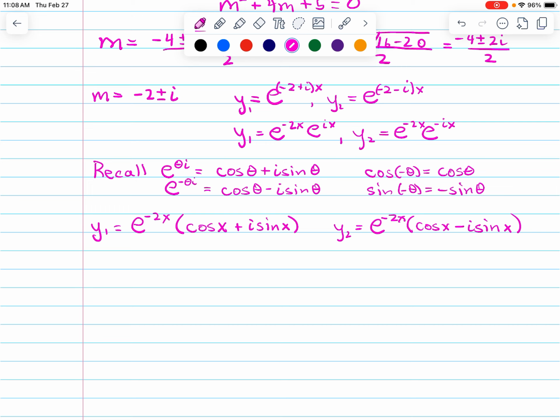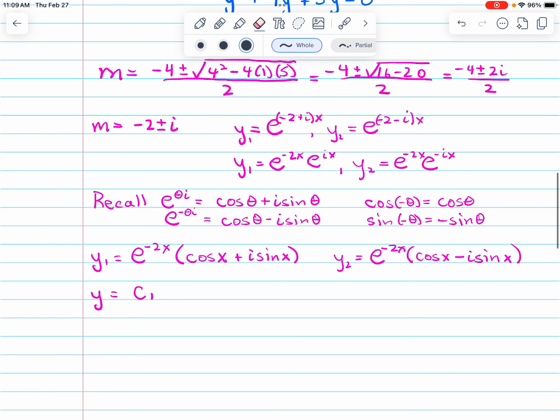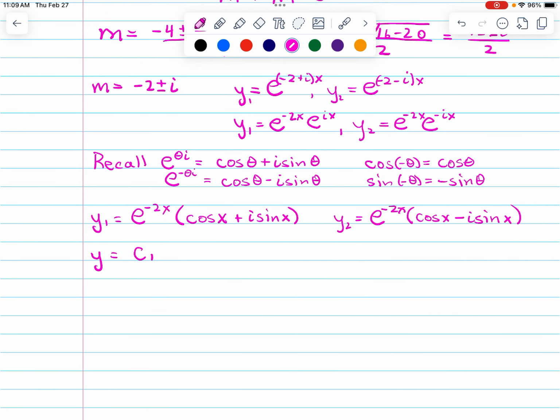Now, I want to look at the solution. I want to look at C1, or let's see, I guess I haven't used C1 yet. So let's look at this. Let's suppose we've got C1 e to the negative 2x times cosine x plus i sine x, plus C2 e to the negative 2x times cosine x minus i sine x.